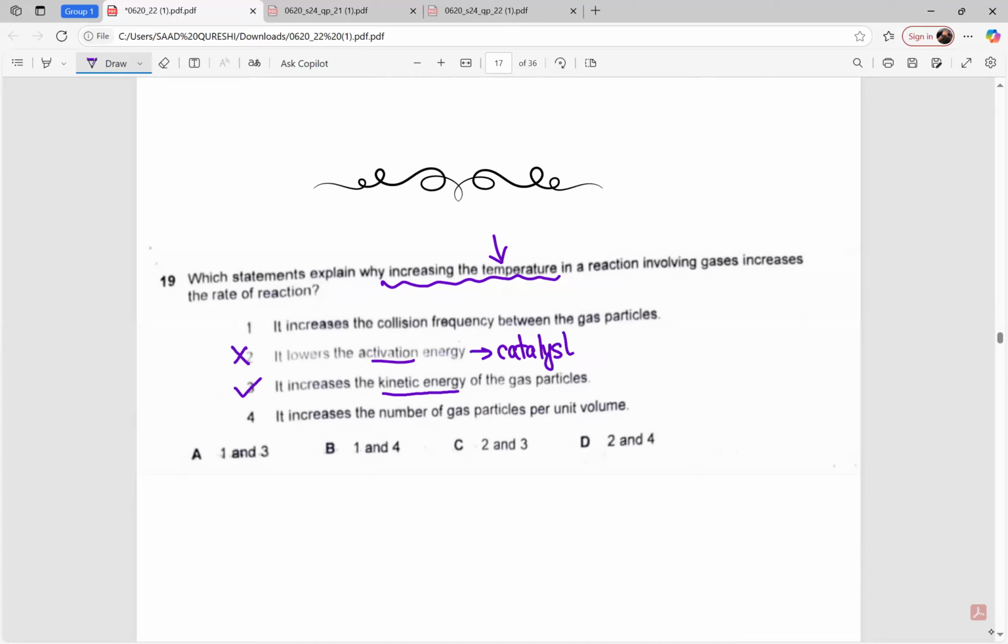It increases the collision frequency. Yes, because particles will gain energy and they will collide more. They start moving faster and their collision will increase. The answer is 1 and 3. Increases the number of particles. That is not correct, because increasing the temperature does not increase the number of particles.